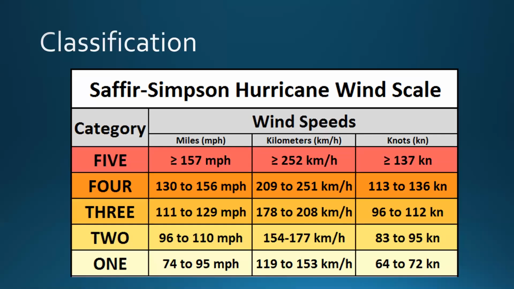The classification and how these storms are categorized are based on the Saffir-Simpson hurricane wind scale. So again, these are classified based on wind speeds and how fast they are moving. And this is based on the destruction level that happens at these different wind speeds. So I suggest that you pause this video and take a moment to look at the 5 different categories and how they're classified.